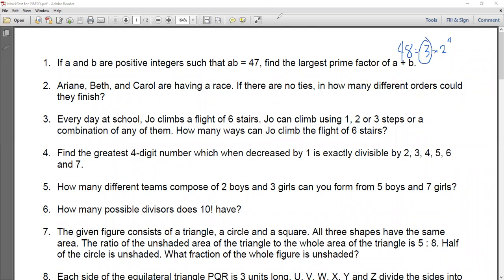Okay, next. Number 2. Aryan, Beth, and Carol are having a race. If there are no ties, how many different orders could they finish? If you encounter this type of question with a race or contest where they want to identify the position, we will simply use the factorial. So what factorial are we going to use? 3 factorial. Why 3 factorial? Simply because there are only 3 racers: Aryan, Beth, and Carol. So 3 factorial, and that would be 6. So that is the answer for number 2.